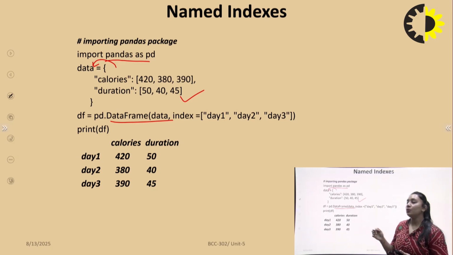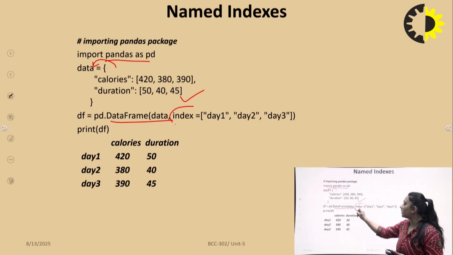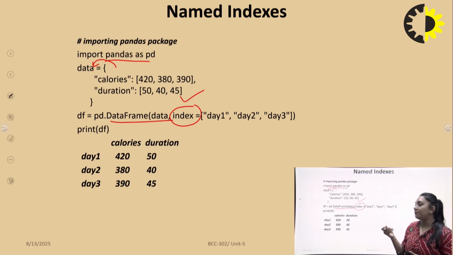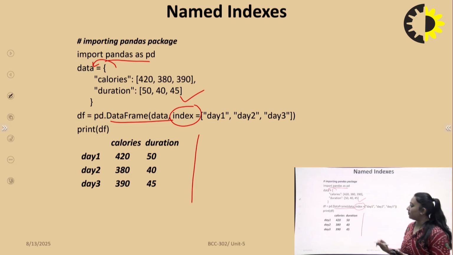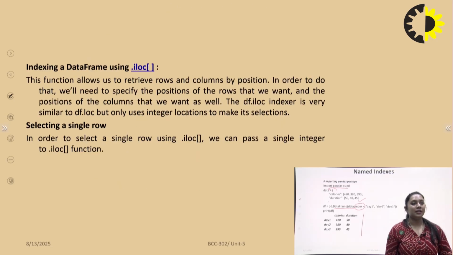And if you want to write any type of named index, you simply use the index parameter. What kind of index do you want to name? It can be anything, day 1, day 2, day 3, or ABC, or fruit names, right? So this is the output from getting the data with the named indexes.